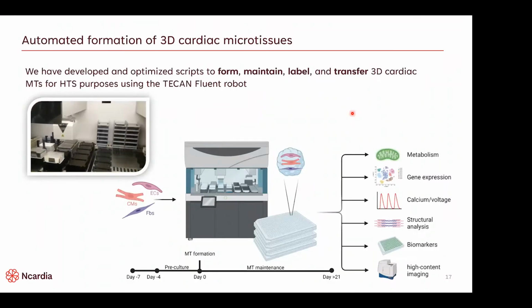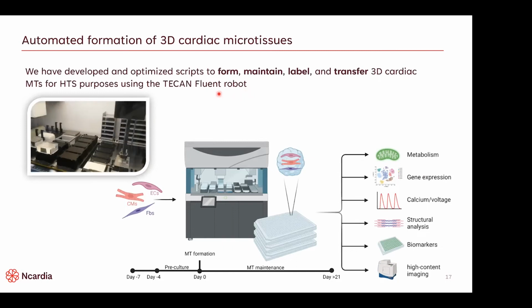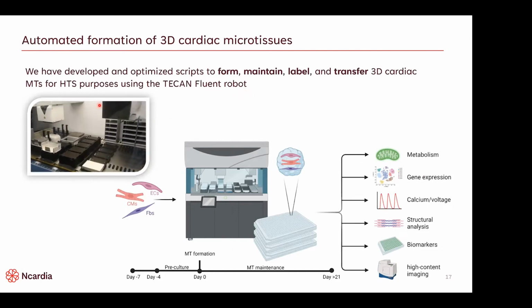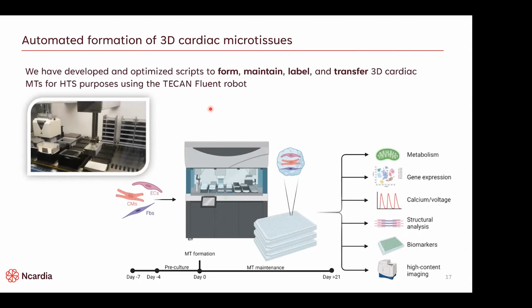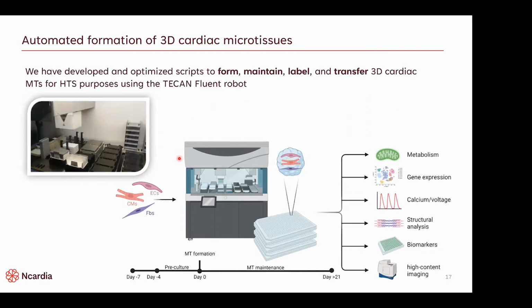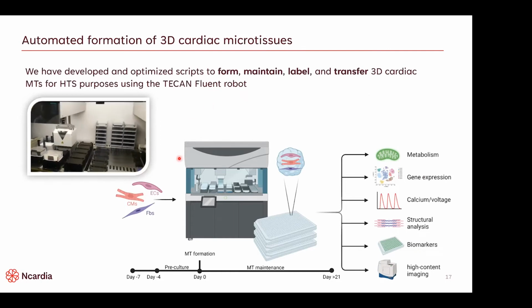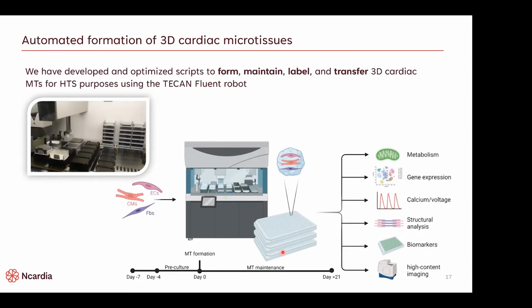So at Encardia and at LMC, we have developed and optimized different kinds of scripts to form, maintain, label, and also transfer the 3D cardiac microtissues for high throughput screening purposes. And we use therefore the TICA and Fluent robots, as you can see here in the video and here in the schematic overview. So what we do is we still pre-culture the cells, as I mentioned before, but then we give the cell suspension, so to say, to the robot. The robot then forms the microtissues directly in the 384 well plate or another plate of interest.